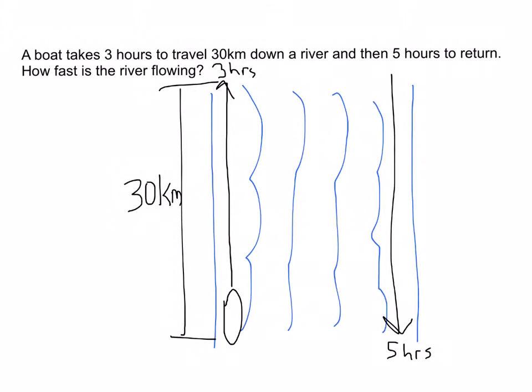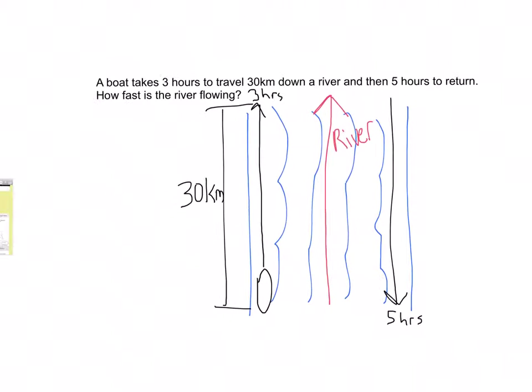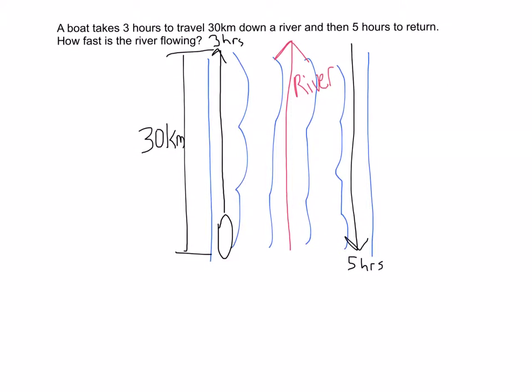But in the meantime, there's this current that goes up. That's why it can go faster up, and it takes a slower amount of time to go down. So this is the current of the river. So we want to find out how fast the river is.